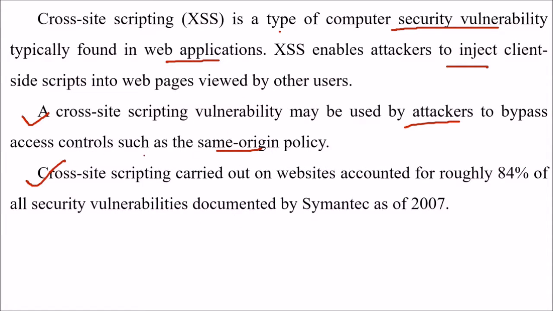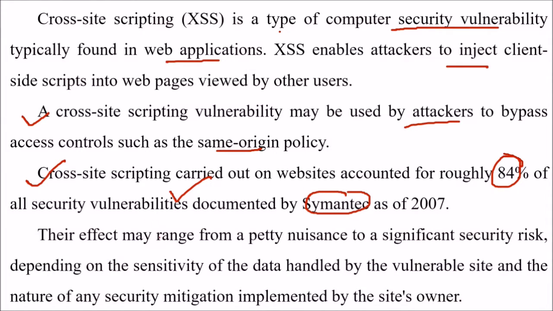Cross-site scripting carried out on websites accounted for roughly 84% of all security vulnerabilities as documented by the antivirus giants. Their effect may range from a petty nuisance to a significant security risk, depending on the sensitivity of the data handled by the vulnerable sites and the nature of any security mitigation.